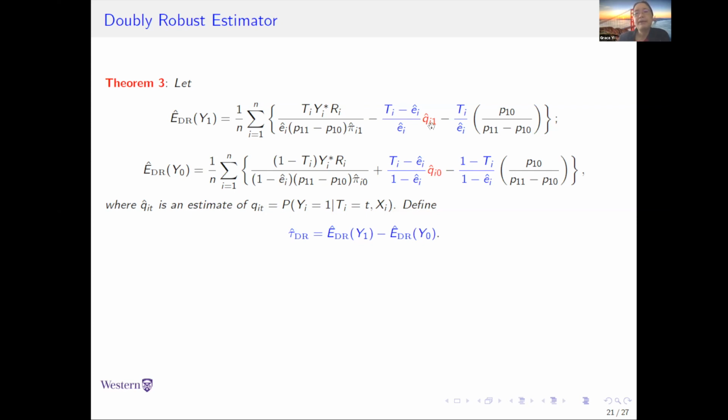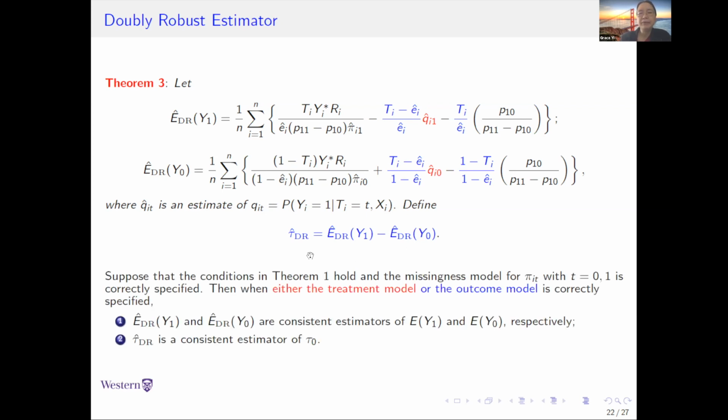So in this setup, we are going to modify the previous quantities using Q1 hat and Q0 hat, which represent the information related to our outcome variables. In the meantime, we also introduce the dependence on propensity scores. Then we can construct this new estimator, denoted by tau hat dr. And this is a doubly robust estimator for the average treatment effect tau zero.